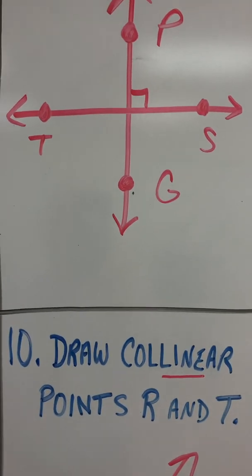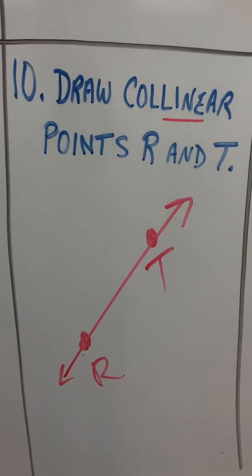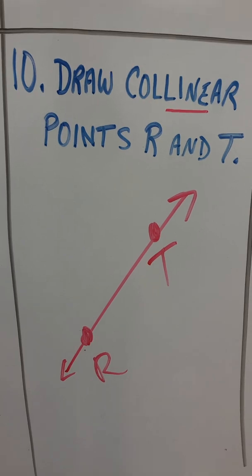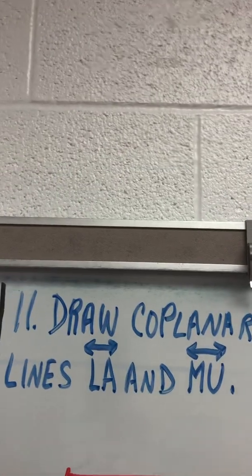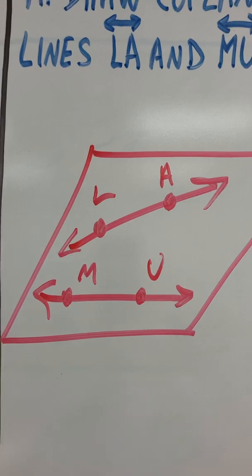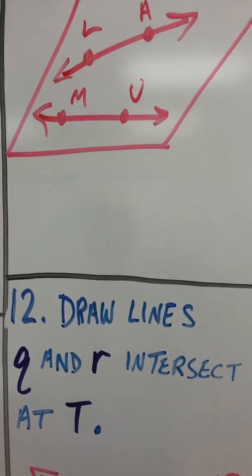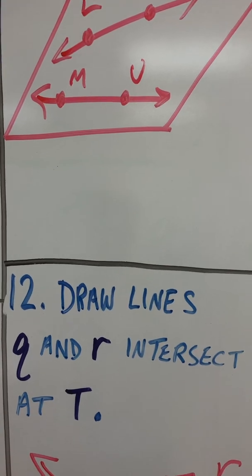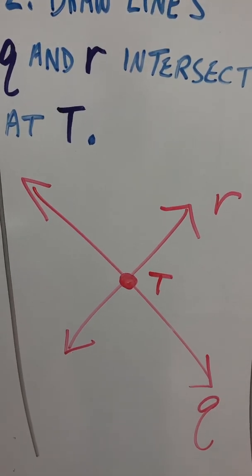Draw collinear points, R and T. That means 2 points, R and T, are on the same line. Draw coplanar lines, LA and MU. That means 2 lines are on the same plane, LA and MU. Draw lines Q and R intersect at T. Q and R, and there's T.